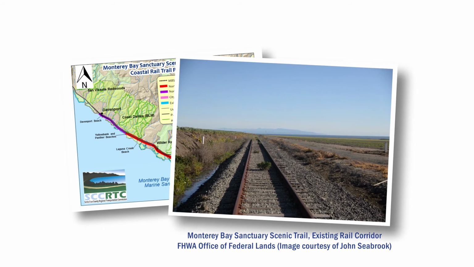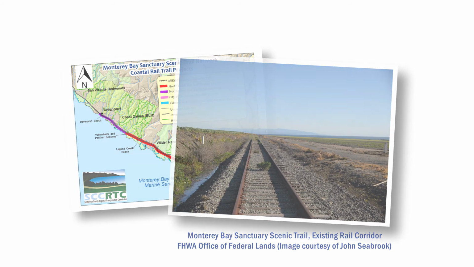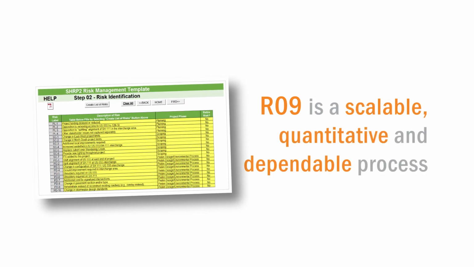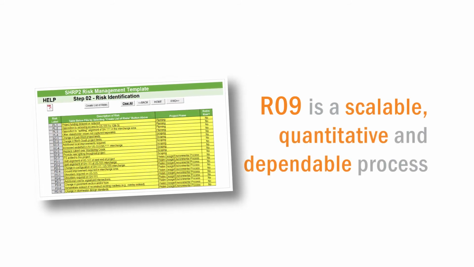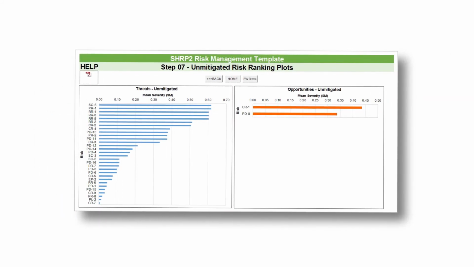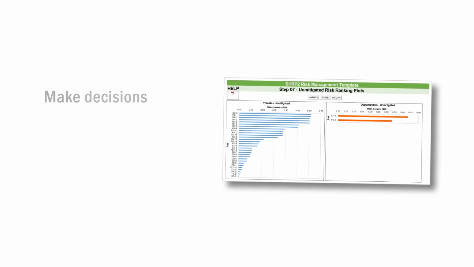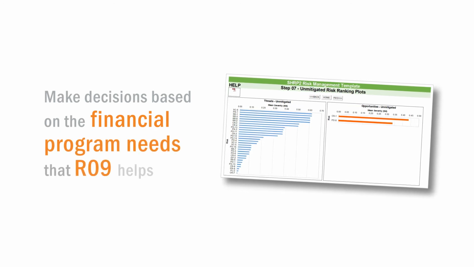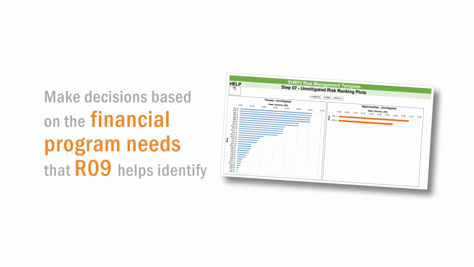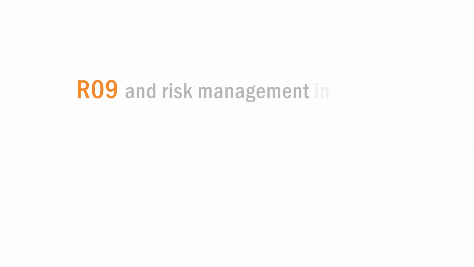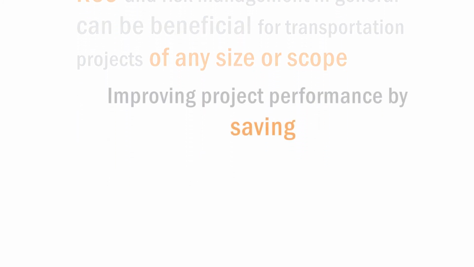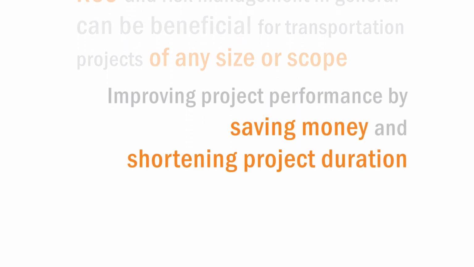The other message would be, from a departmental standpoint, I think there is a scalable, quantitative, and defendable process, R09, that can compare project risks, allowing DOTs to make decisions based on the financial program needs that the process helps identify. The R09 process and risk management in general can be beneficial for transportation projects of any size or scope, improving project performance by saving money and shortening project duration.